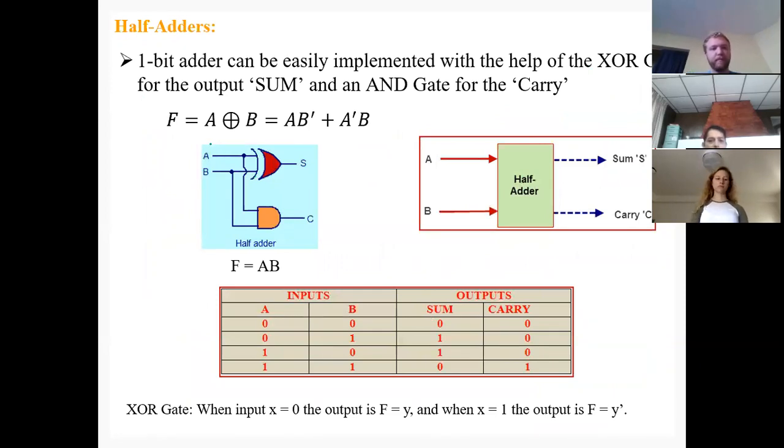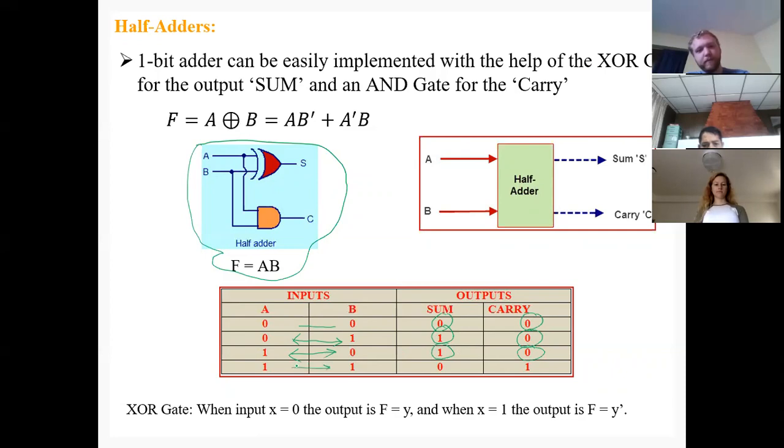So why do we call this a half adder? Let me explain it here. For the half adder, we add just 2 bits, right? So 0 and 0, 2 bits. The sum will be 0, carry will be 0. And these are the 2 bits we are going to add again. These 2 bits, sum is 1 and carry is 0. And these are the 2 bits again. Sum is 1, carry is 0. Again, we add these 2 bits and we get sum 0 and carry 1.